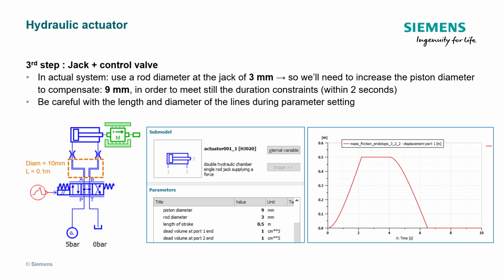Also, due to causality, there will be pipe components between orifices and valve. Please set their diameter and length with provided parameters. From the displacement plot, we can see the mass component moves both forwards and backwards with different imposed input signal.